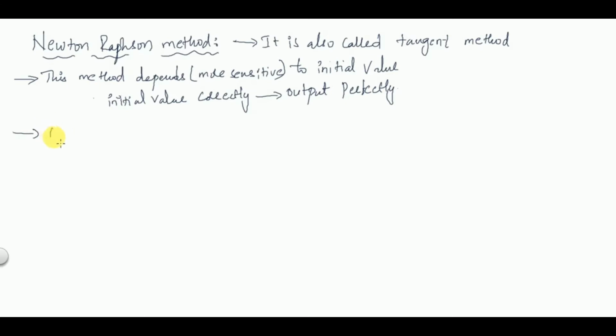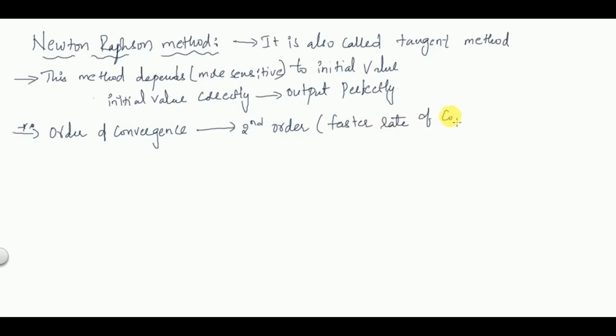And another important point here is order of convergence. So order of convergence in Newton Raphson method is second order. That means it converges faster, the rate of convergence is high. Okay, so it converges very fast.